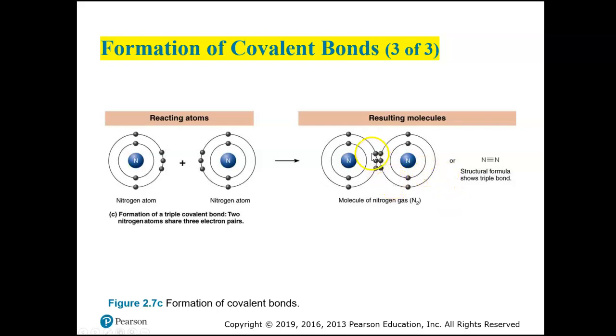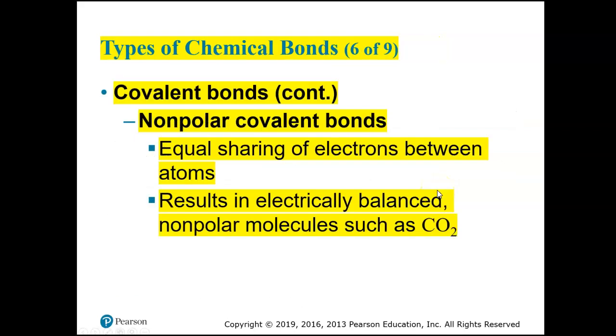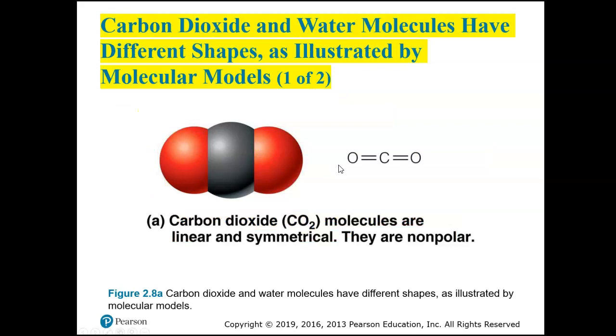And nitrogen shares 3 pairs of electrons. So look at the nitrogen on the left. It now has 1, 2, 3, 4, 5, 6, 7, 8. And the one on the right is the same way. So nitrogen gas, N2, forms a triple covalent bond because it shares 3 pairs of electrons. In the next recording, we're going to go into nonpolar covalent bonds, where there's equal sharing of electrons, and polar covalent bonds, where the electrons are not shared equally between the atoms.